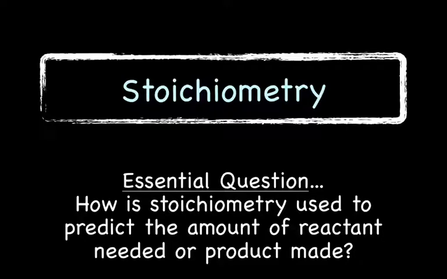Hello, this is Miss Moore, and today during chemistry we'll be discussing stoichiometry. Today's essential question: how is stoichiometry used to predict the amount of reactant needed or product made? For today's lecture, you should have handy your periodic tables and your calculators.